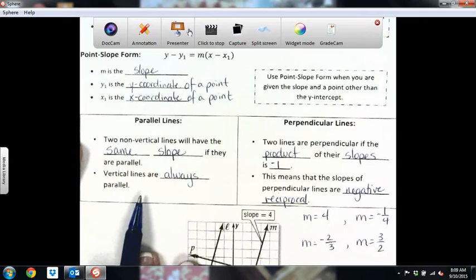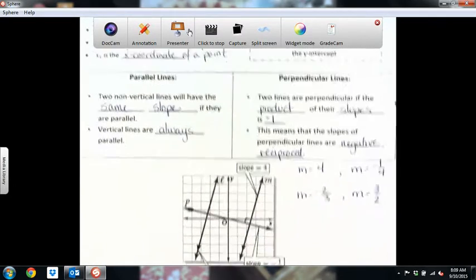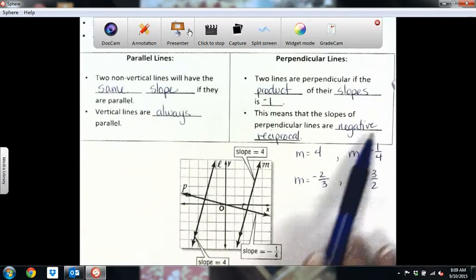Over here, my slopes have to be the same. For perpendicular lines, it's the negative reciprocal. And so they give you a little bit of an example here. These two lines are parallel. They both have a slope of 4. This line is perpendicular to both. We know that from the box here in the corner. And that slope is a negative 1/4, which is the example I gave you here.